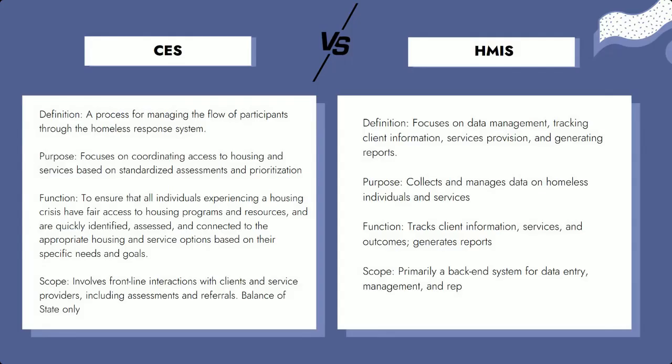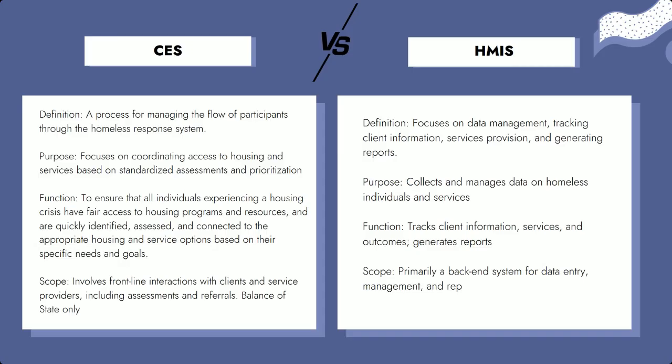So what is the difference between CES and HMIS? CES is a process for managing the flow of participants through the homeless response system, while HMIS focuses on data management. The purpose of CES is to coordinate access to housing and services based on standardized assessments and prioritization, while the purpose of HMIS is to collect and manage data on homeless individuals and services.